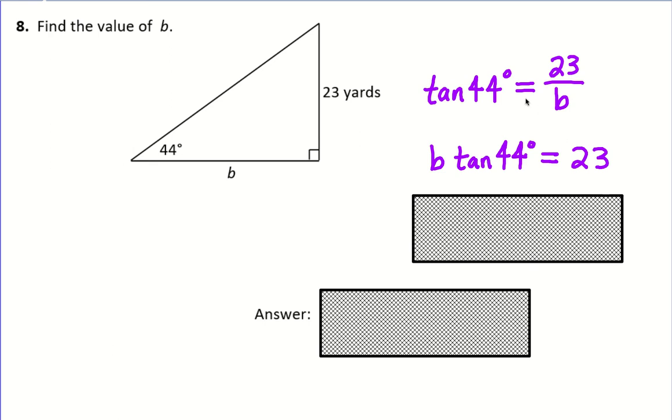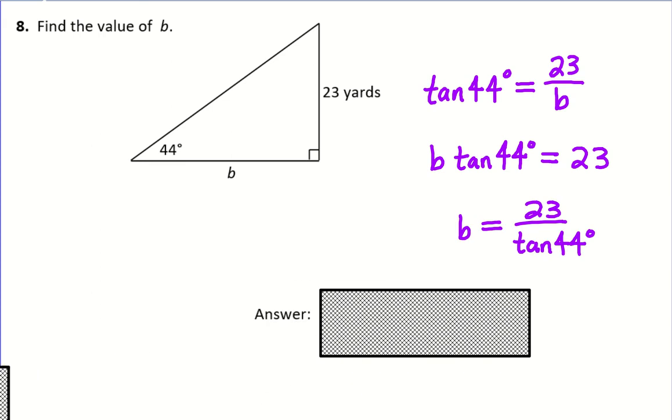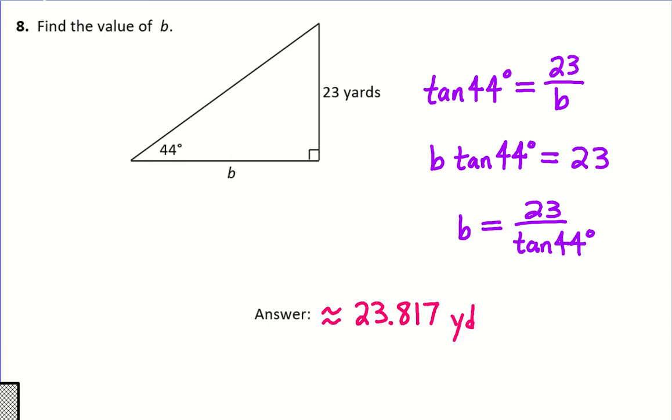I'll just point out that since your variable is in the denominator, that might require an extra step to solve for b. Like I multiply the b to the other side and then divide by the tangent of 44. You can think of this as cross-multiplying, whatever. The bottom line is you should be able to solve for b now. And try not to approximate until the very end. Just do 23 divided by the tangent of 44 on your calculator. And always remember to approximate to 3 decimal places. And you should be getting that.